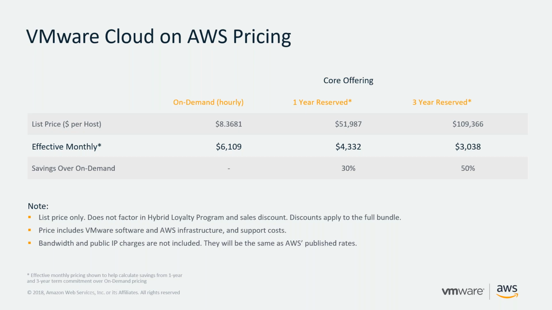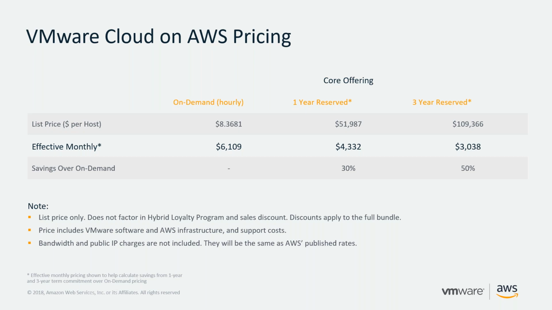These charges are then aggregated back at the end of the month, and you'll receive a bill from VMware for the number of servers that you've used, with an additional incremental charge for IP addresses and network bandwidth. But what you can see here is that the initial charge, that $8.37 per hour, is very compelling.